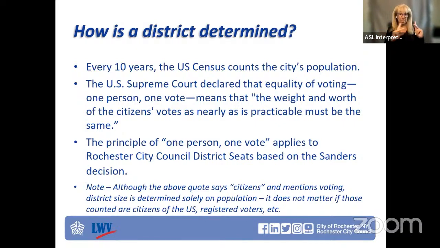So the principle of one person, one vote applies to Rochester City Council's district seats based on this ruling known as the Sanders decision. It's important to note that although the decision uses the term citizens and mentions voting, district size is determined solely on population. It does not matter if those counted are citizens of the United States or registered voters.